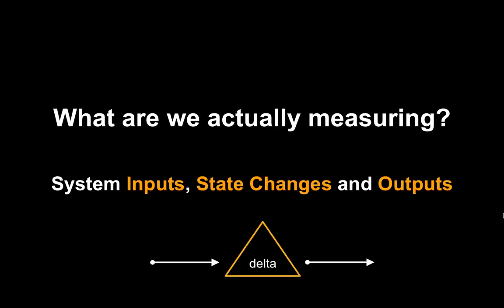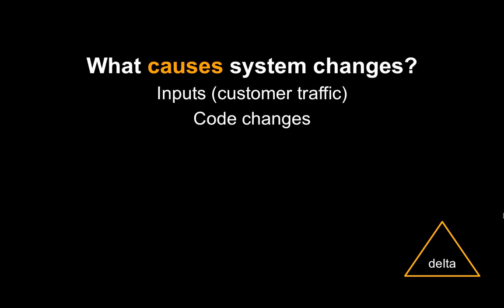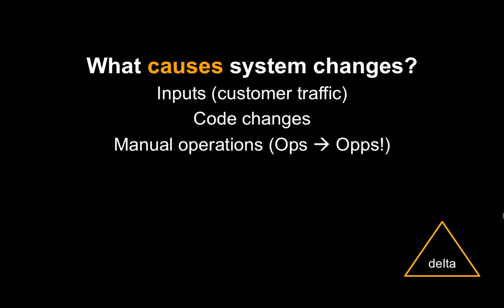Now, what are we actually measuring? Basically, it all boils down to this. We are measuring system inputs, state changes in your system, and then outputs back from your system. So we are talking about delta. What actually causes these system changes? The first one is typically the customer input. As customers make a request to your service, that is traffic and that is an input into your system. Code changes also cause changes in your system state. If you add features, if you modify features, your system will likely behave in a different manner. So that is a change.